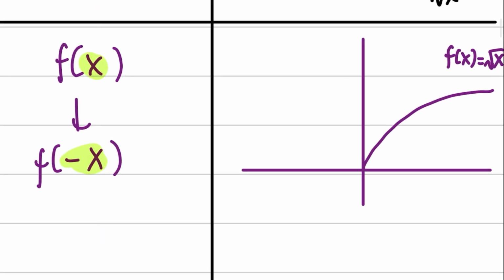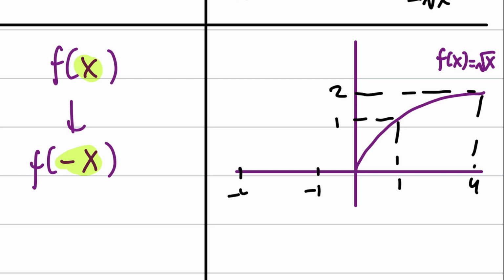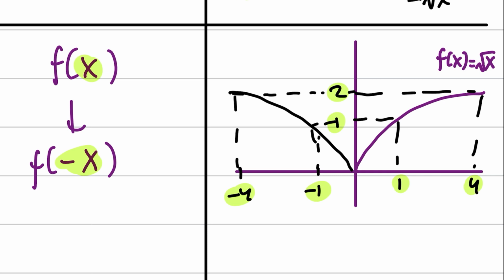So this is our f(x) equals square root of x. So we have (1, 1) and (4, 2). We multiply the x value by negative, so 1 becomes -1, 4 becomes -4, and this is our graph. Pay attention that the y values do not change. So 1 becomes -1, 4 becomes -4, but you keep the y value the same.